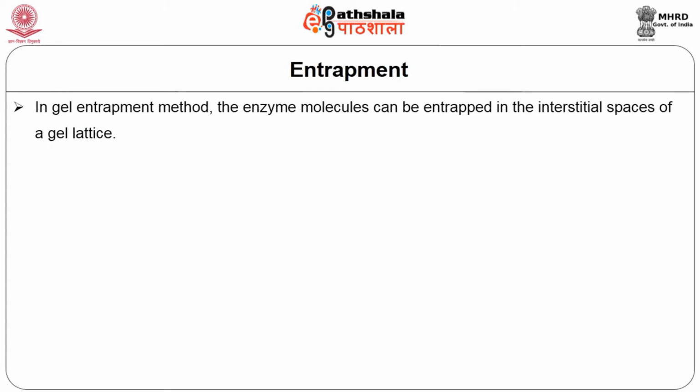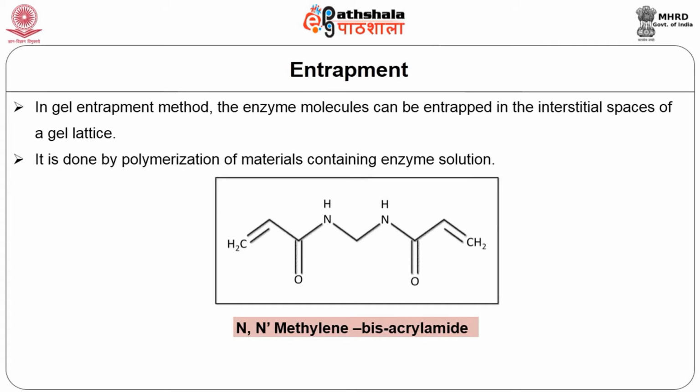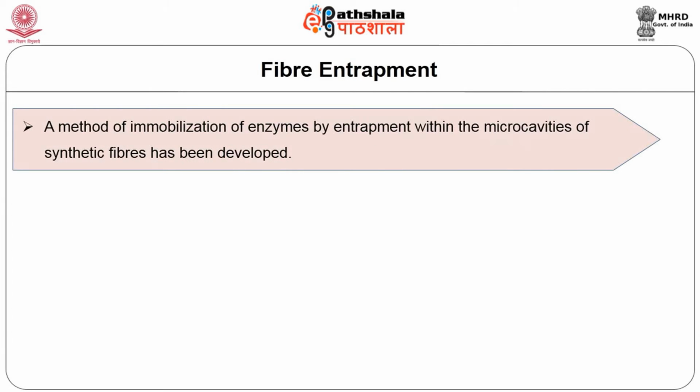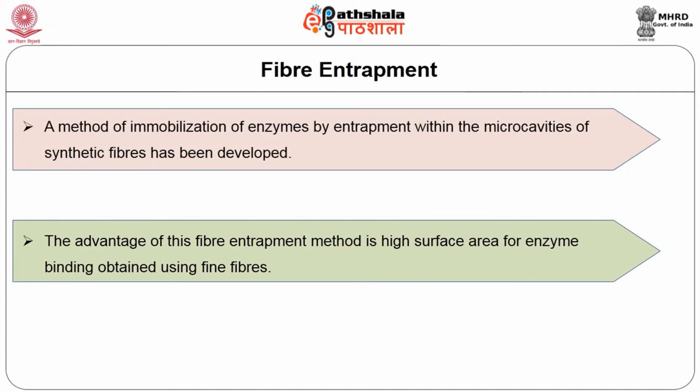In the gel entrapment method, the enzyme molecules can be entrapped in the interstitial spaces of a gel lattice. It is done by polymerization of materials containing enzyme solution. Generally, polyacrylamide gel is used, which comprises acrylamide as monomer and N,N'-methylene bisacrylamide as cross-linking agent. A method of immobilization of enzymes by entrapment within the microcavities of synthetic fibers has been developed. The advantage of this fiber entrapment method is the high surface area for enzyme binding obtained using fine fibers.